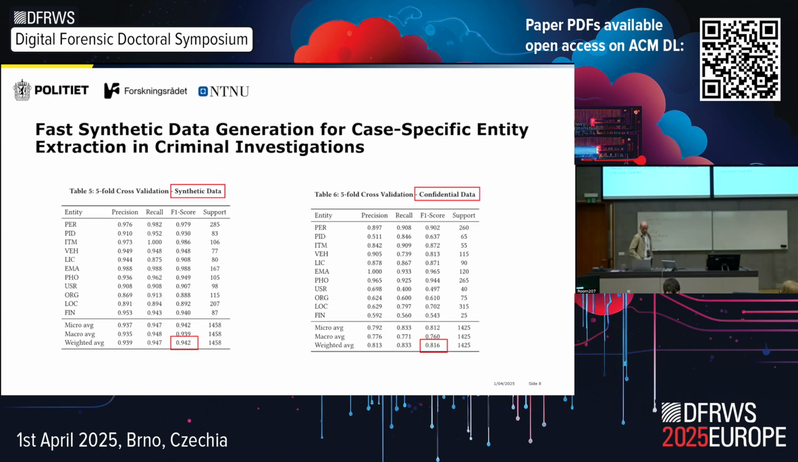To jump over to our findings or results, we saw that we got really good results on the synthetic data set. A correctness level, a combination of the precision and recall as a weighted average, at 94.2%, which is really strong. However, when we ran it on the confidential data, we saw a performance drop. We got a weighted average of 81.6%. And why did we see this performance drop?